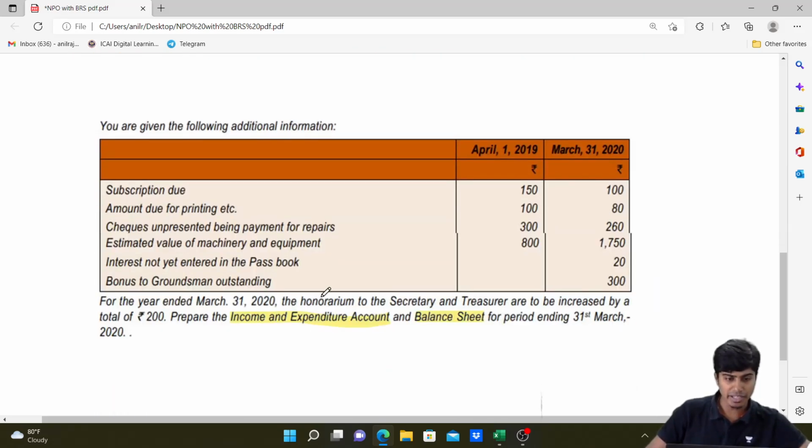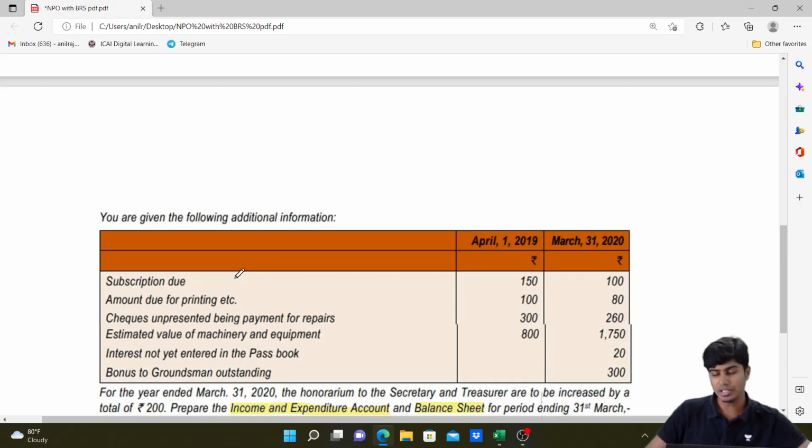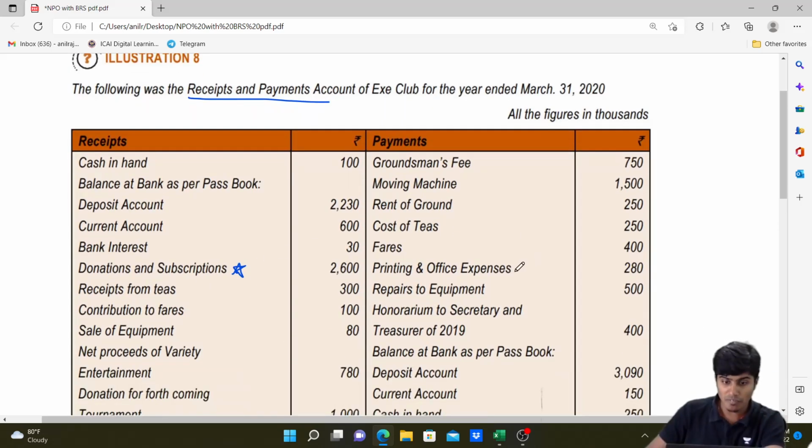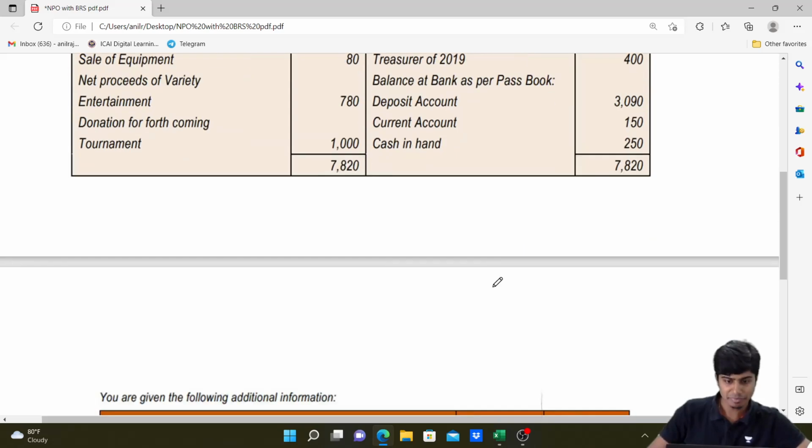and after that I have amount due for printing. So printing and stationery has some adjustment. So we have printing and office expense in payments here. I will put a star here, and I'll also go down to prepare a ledger account on this side.